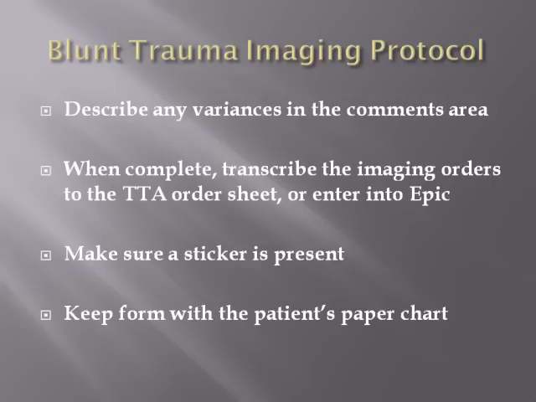When you have finished filling out the form, transcribe the imaging orders to either the trauma team activation order sheet or enter it into Epic, depending on whether or not this patient is a TTA or not. Make sure that a sticker is present in the upper right-hand corner of the front page so that we can identify who the sheet belongs to, and then keep the form with the patient's paper chart. We will retrieve it from that area when the patient is admitted.